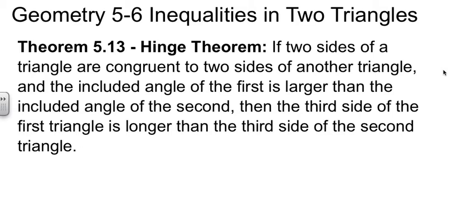The hinge theorem tells us if two sides of a triangle are congruent to two sides of another triangle, and the included angle from the first triangle is greater than the included angle in the second, that is to say you've opened your hinge wider, then the third side of the first triangle is bigger than the third side of the second triangle. Okay? What it comes down to is a bigger angle makes a bigger side.